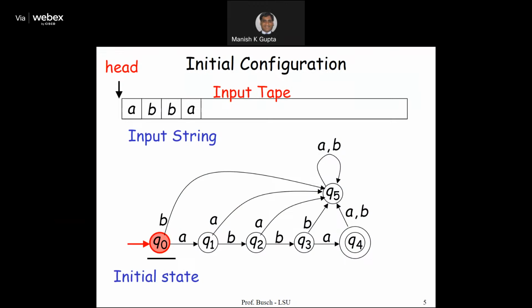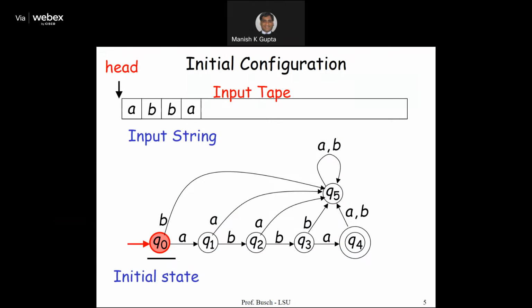So now some automata is given to us, a finite automata, and the input tape has A, B, B, A. I want to know whether this automata is going to accept it or reject it. Starting from that arrow symbol Q0, if I can reach Q4, we accept it. If not, we reject it. So let us see what happens here.